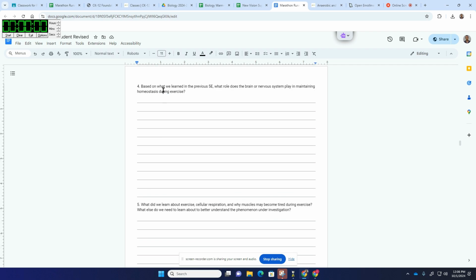Number 4, based on what we've talked about, what role does the brain or nervous system play in maintaining homeostasis during exercise? Well, your brain and nervous system, they are the things controlling your breathing and heart rate. This is not a decision. You don't think about breathing heavier. You don't think about increasing your heart rate. They just happen because your brain is reacting to the stimulus of energy requirements as you exercise.